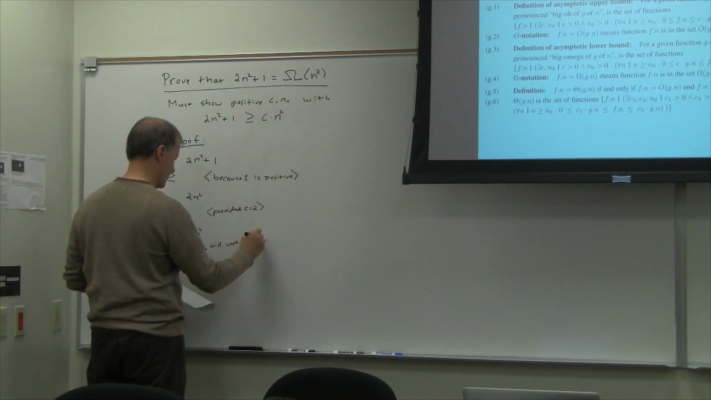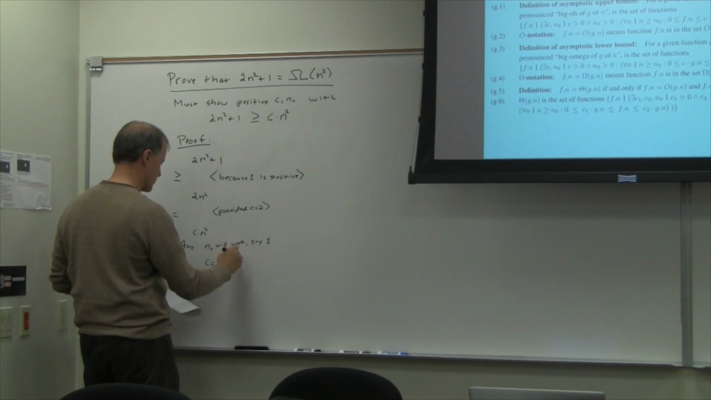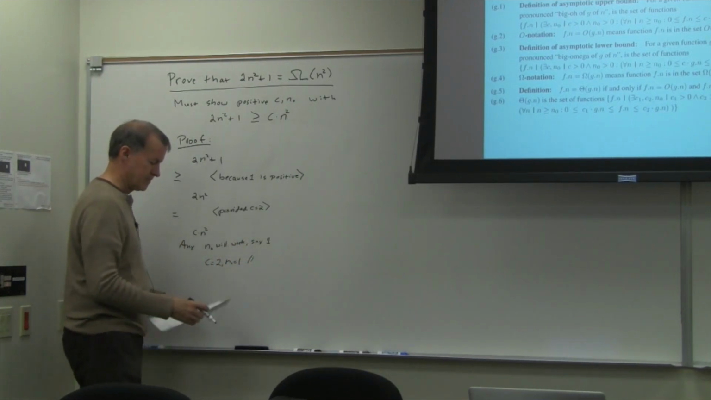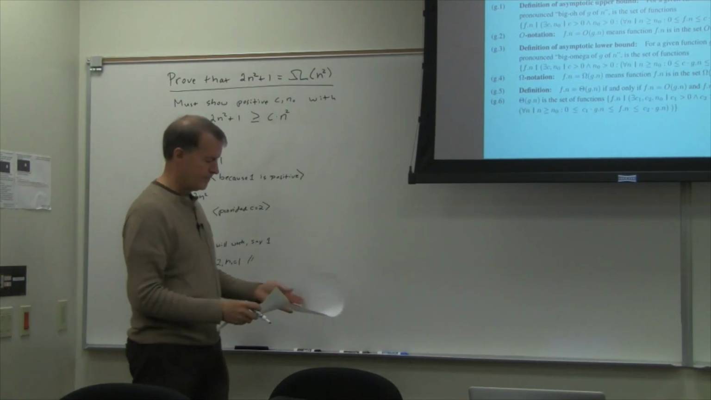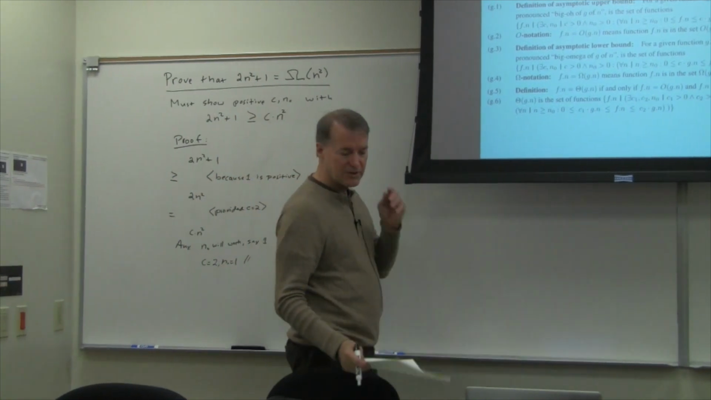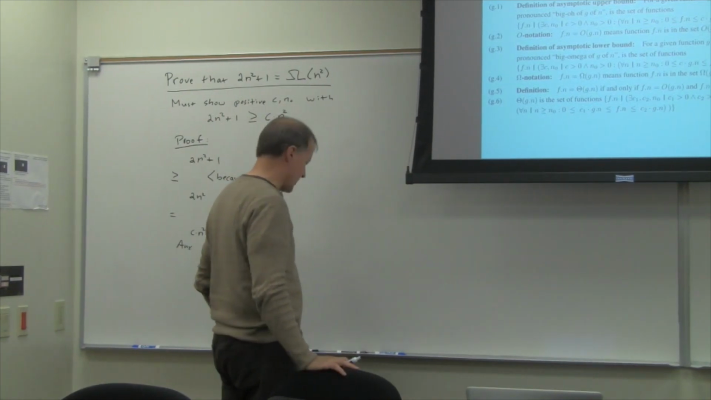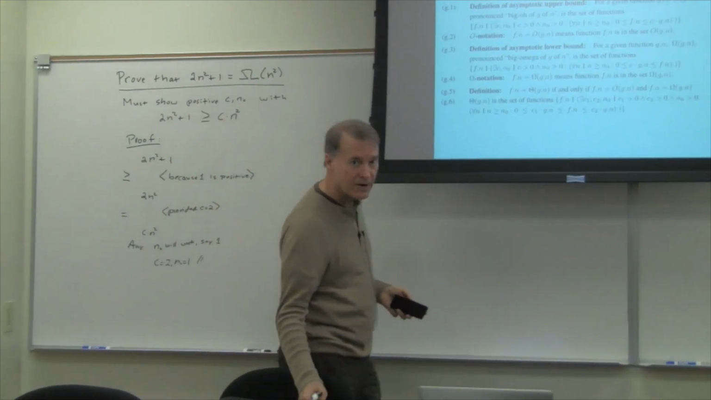Say 1. And so we have C equals 2, n naught equals 1, and we proved it. Are we good? Okay, now there's one more. We did a big O, and we did a big omega, right?